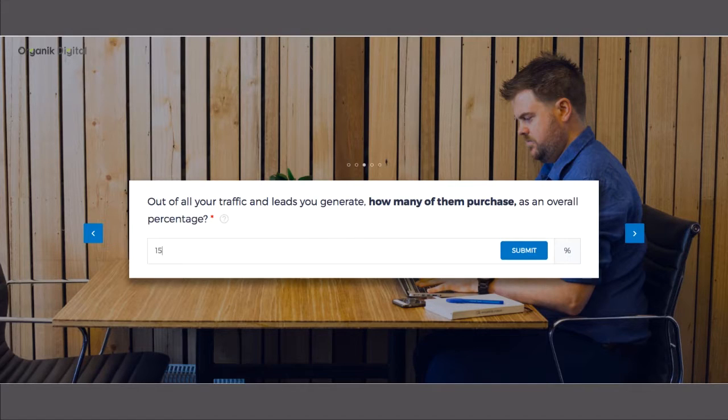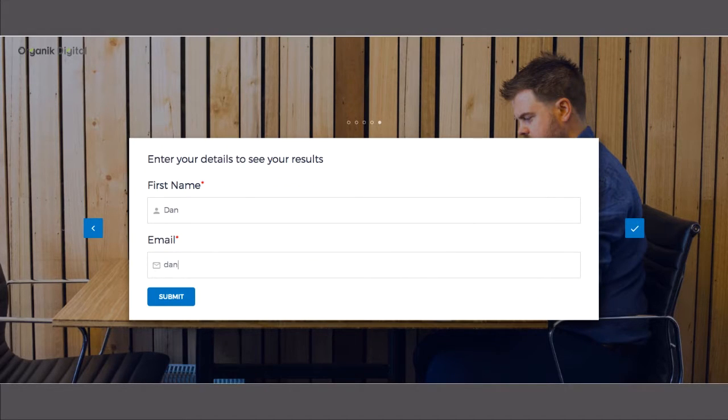The last question is about how much you are willing to pay to generate that lead or website visitor. And again, this will vary largely depending on the price of the end product. Once you have input those numbers, you can enter your details to unlock the results.